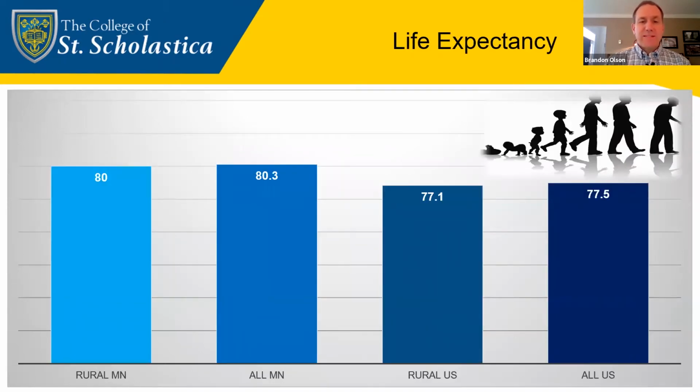Now, life expectancy. There's not a big difference between rural Minnesota and all of Minnesota, with a slightly shorter life expectancy, but again, as we're seeing with these other measures, we are in a better state than the rest of the United States. Here, rural US, 77.1 is the average life expectancy versus 77.5 for all of US.